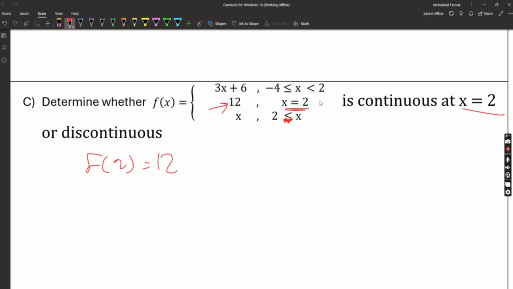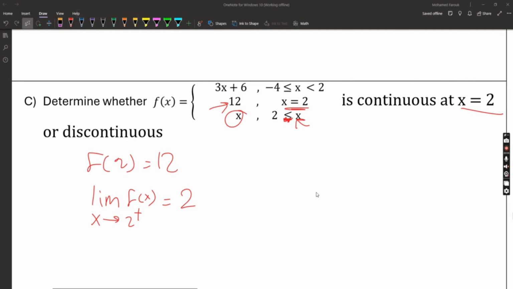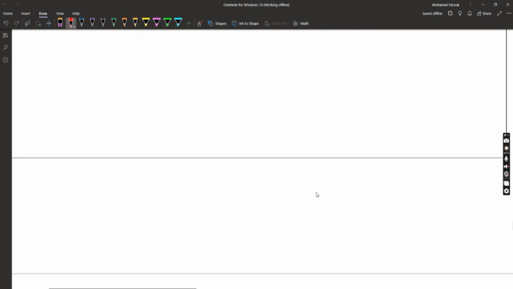We need to calculate the right limit and the left limit. Let's calculate the right limit. Limit f of x as x approaches 2 from the right side. Right side means the numbers bigger than 2. Bigger than 2, it's from this one. x is bigger than 2, so we'll use the same expression. Okay, so it's 2. It's not equal to the value of the function at the same point, so this function is discontinuous. Let's move.